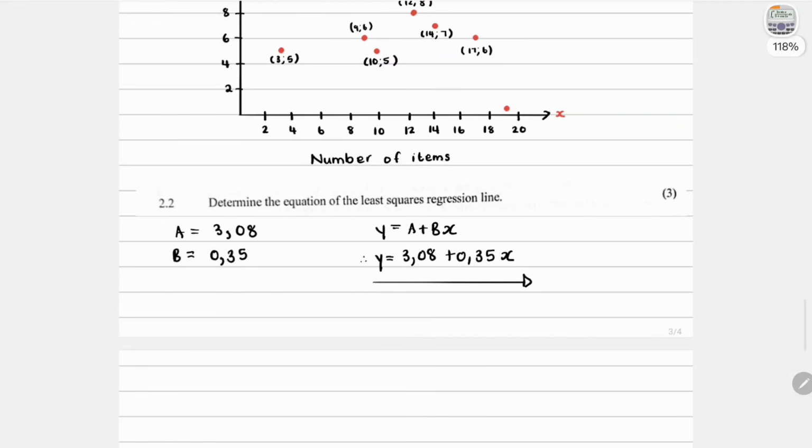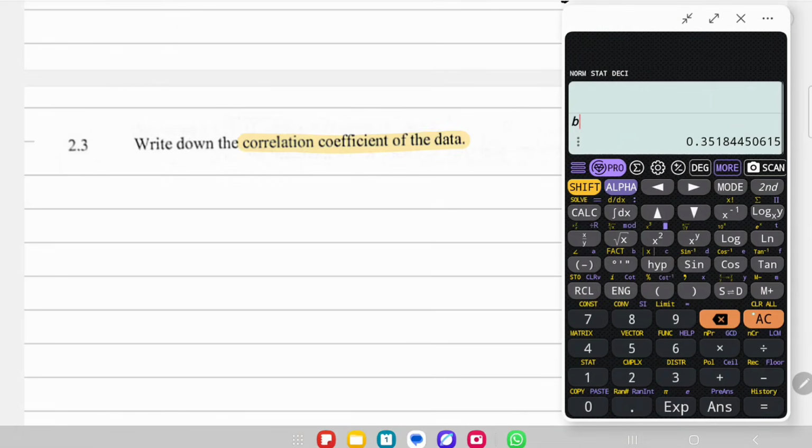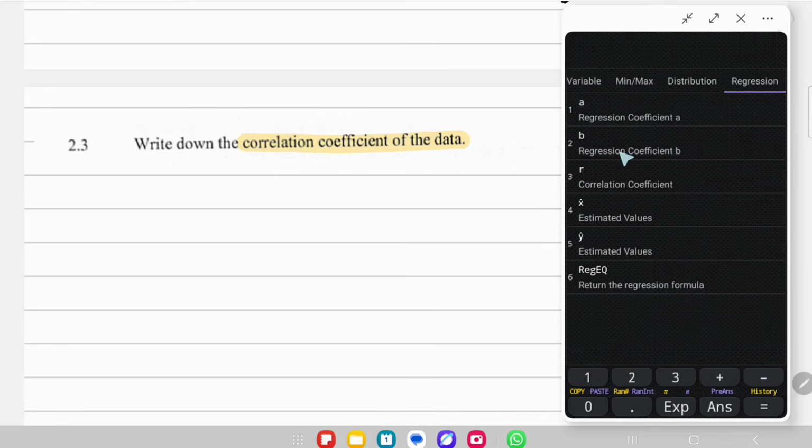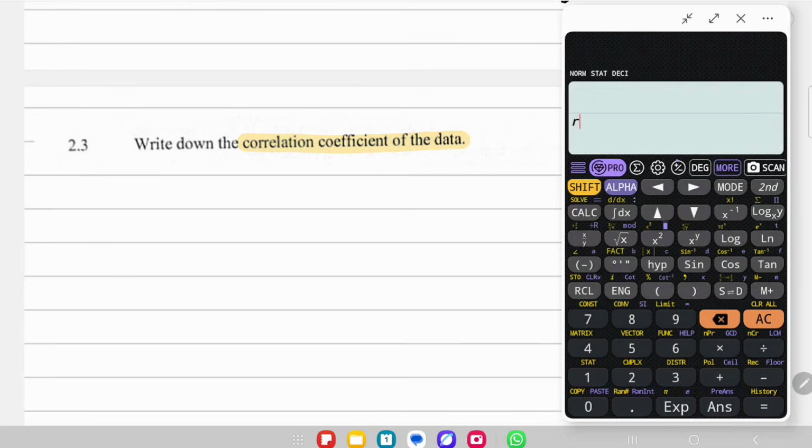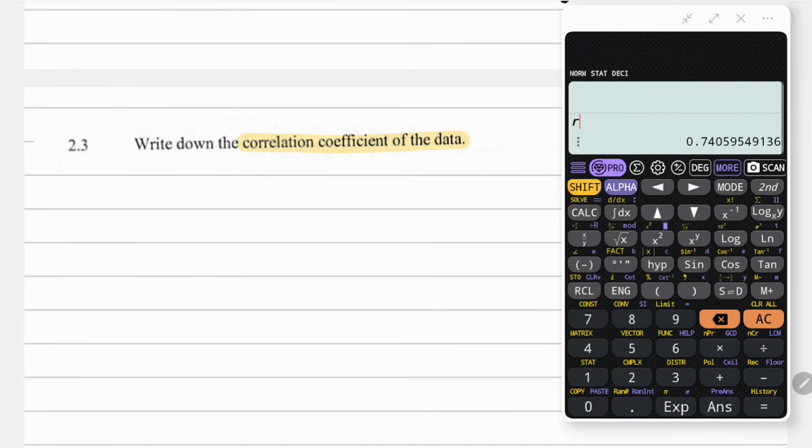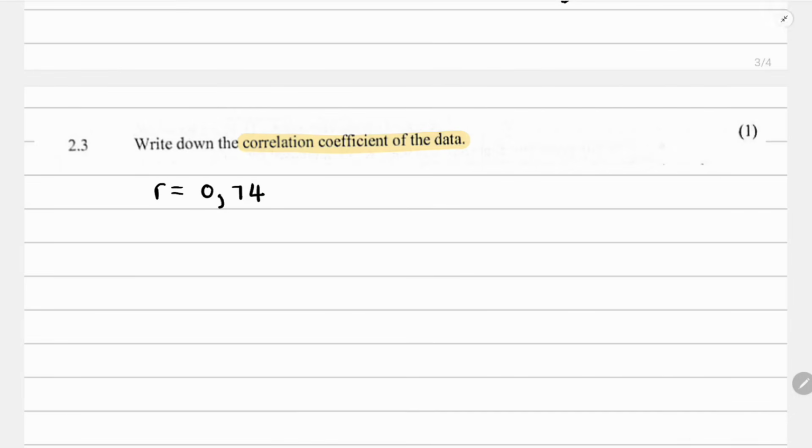Moving on to the next question. The next question, 2.3, just asks us to write down the correlation coefficient of the data. It doesn't really tell us to comment on the strength. So we're just going to find that. Press shift 1, again go for option 5, and then go for option 3 for correlation coefficient. And you see that our correlation coefficient is just 0.74, rounded off to 2 decimal places.